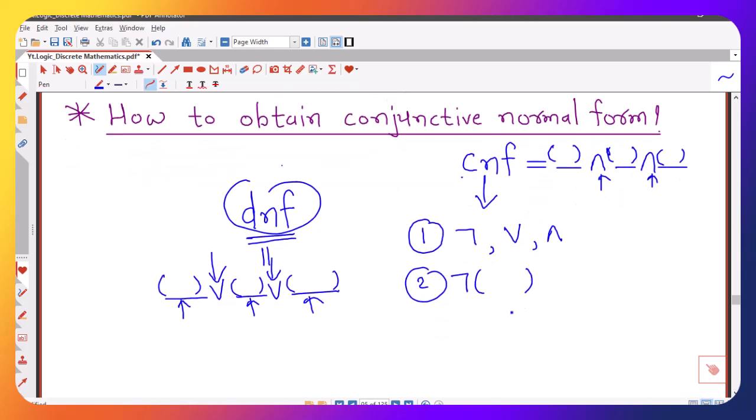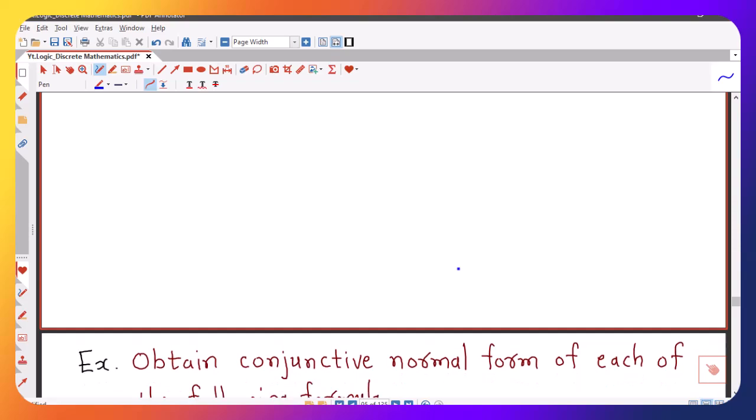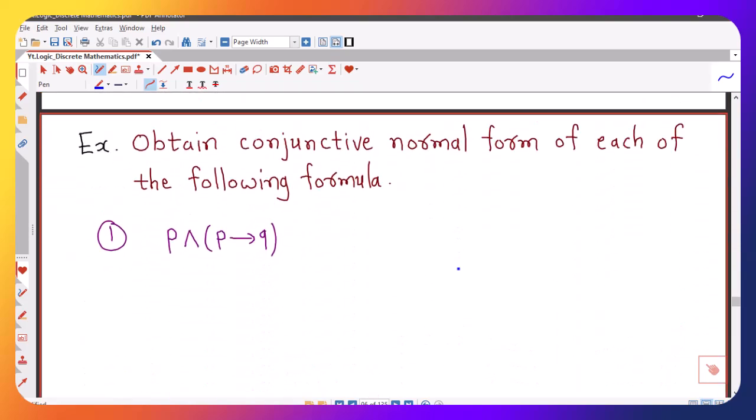So if we have this type of thing, then we can use De Morgan's laws to take care of negations outside the brackets, and then we use distributive laws of logic whenever required. With this in mind, we try to obtain the conjunctive normal form of a given formula, and we will understand how we can obtain the required CNF.